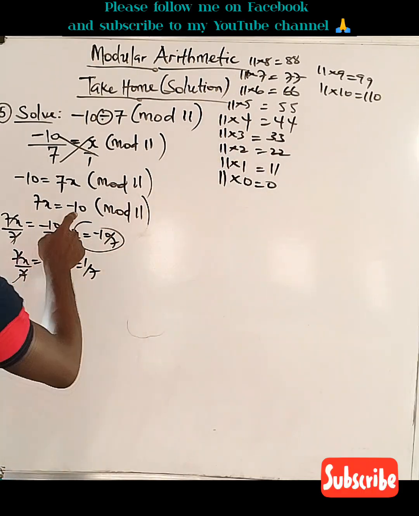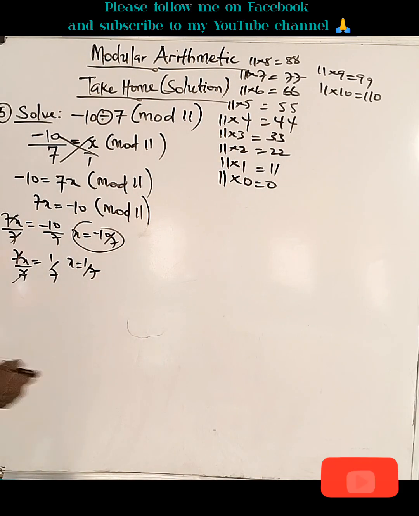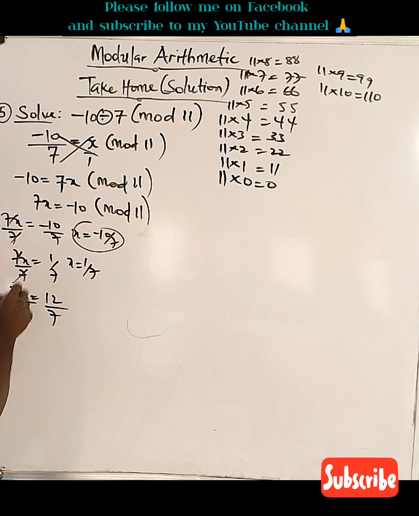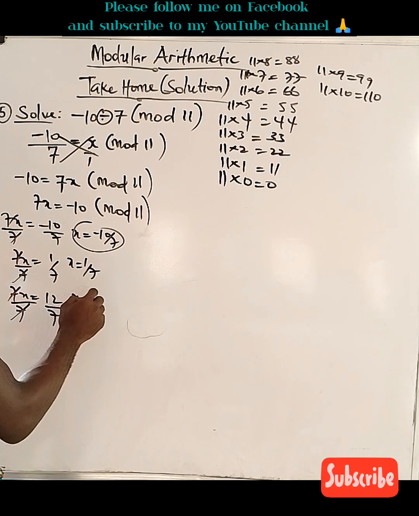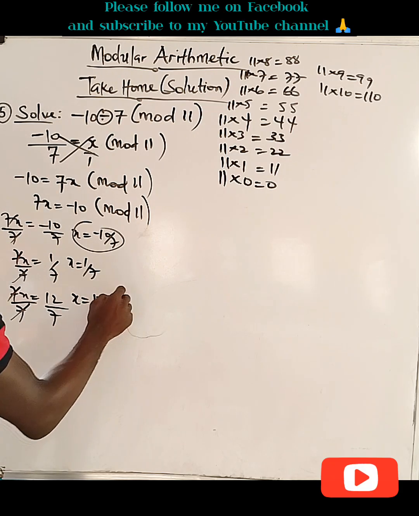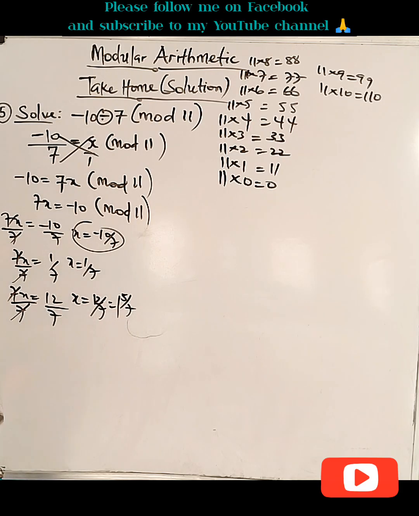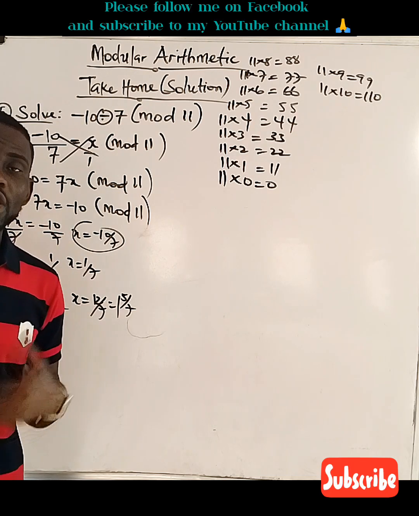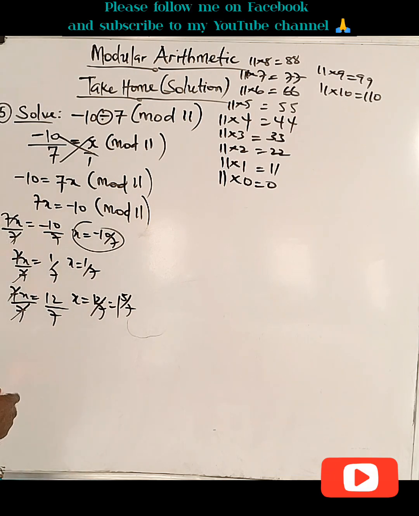That's 22. 22 minus 10 will give us 12. So 7x equals 12. Divide both sides by 7. So x is 12 over 7, which is 1 and 5 over 7. You're looking for, let's say, a whole number result. So that's 1 and 5 over 7.